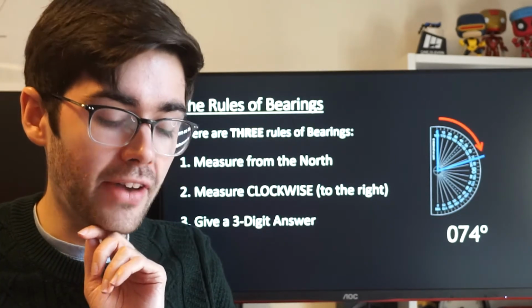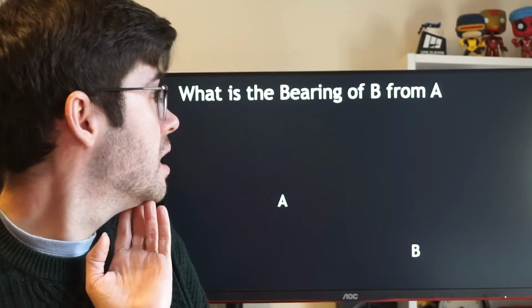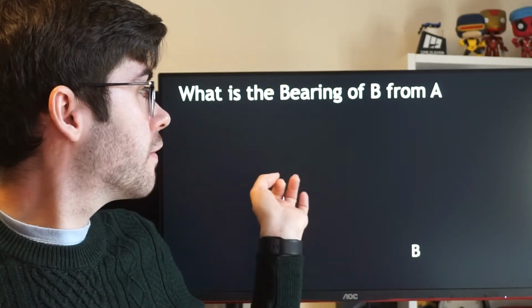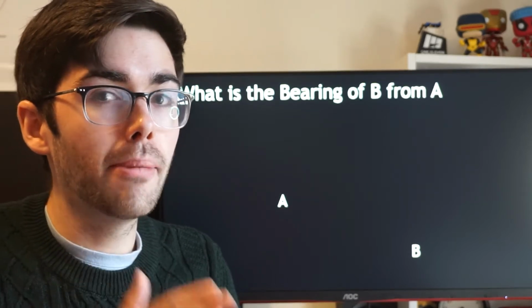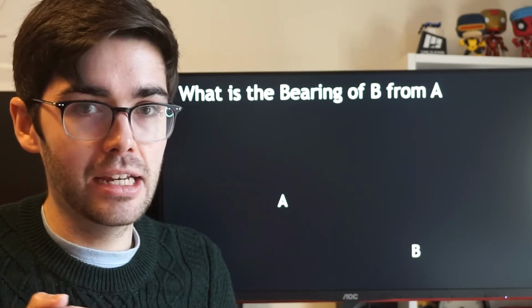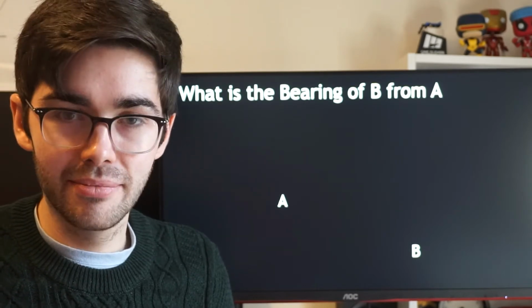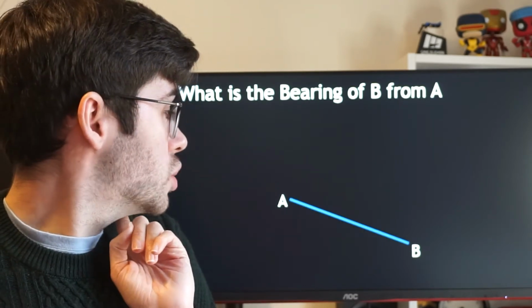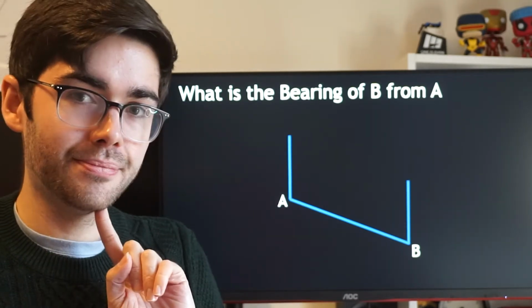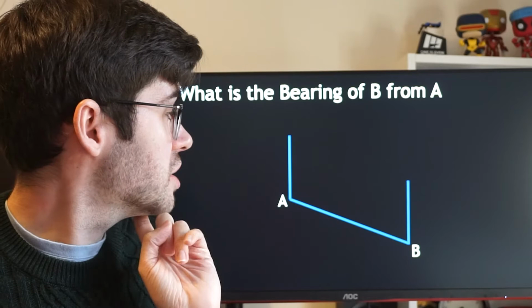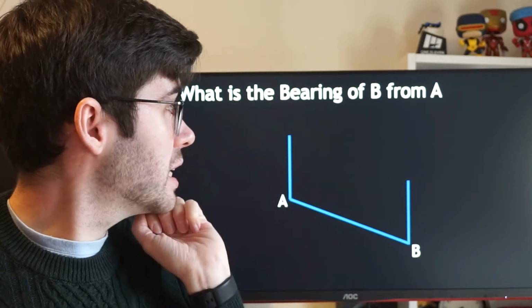Let's look at an example of how we do that. The question might say, what is the bearing of B from A? So where are you if you're trying to work out the bearing of B from A? It means you're at A and you want to go to B, okay? First thing we have to do, join up our points with a line and then draw some north lines on, because we have to measure from the north each time, so we need some lines going straight upwards.